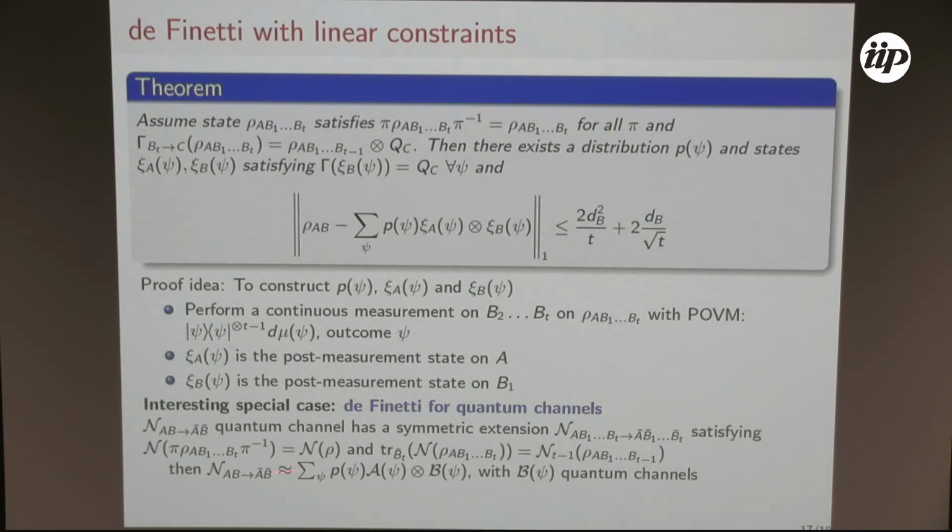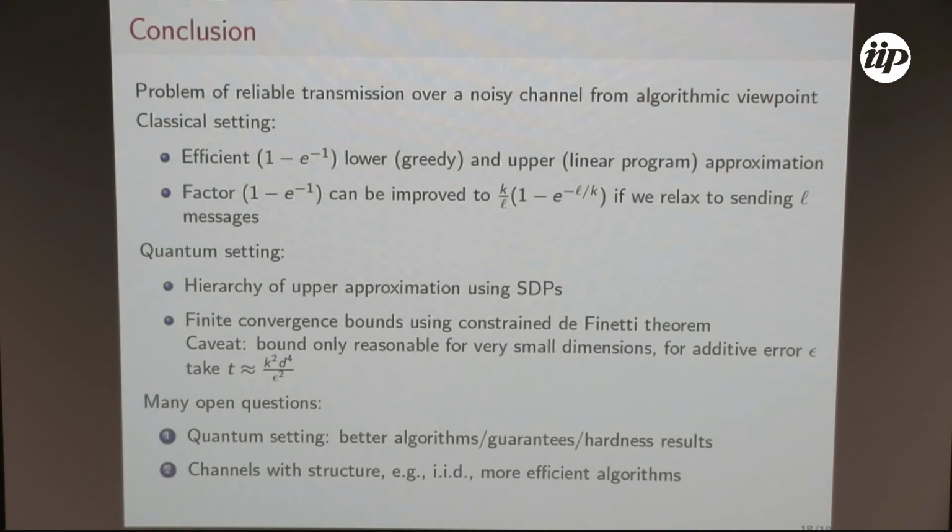Maybe I'll skip the proof idea, and I can say that an interesting special case is a de Finetti for quantum channels. If the linear constraints are the constraints that come from the Choi state, then you get de Finetti for quantum channels. The infinite version was before, but let me skip that and conclude quickly.